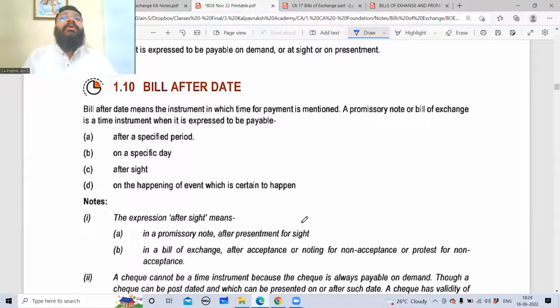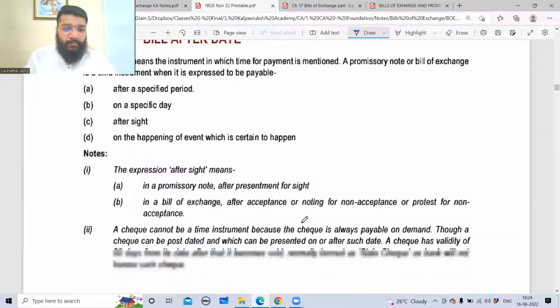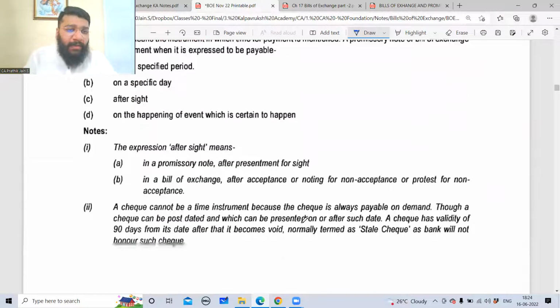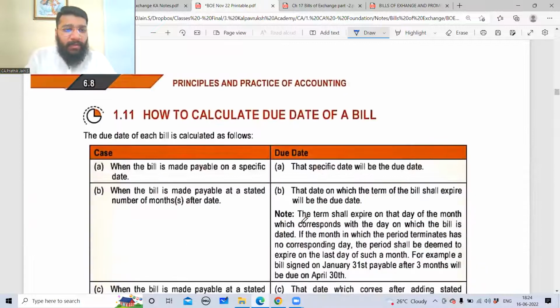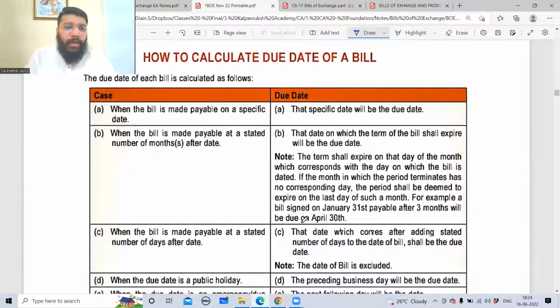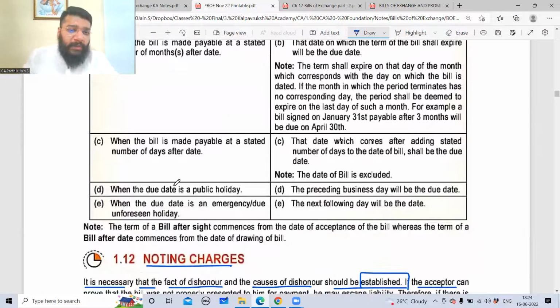In India, as per the Negotiable Instruments Act, it is 3 days. So the meaning of after date and after sight, everything has been given, guys. Whatever we discussed, that has been given. How do we calculate the due date? That also has been given. Only these 2 points you have to remember.